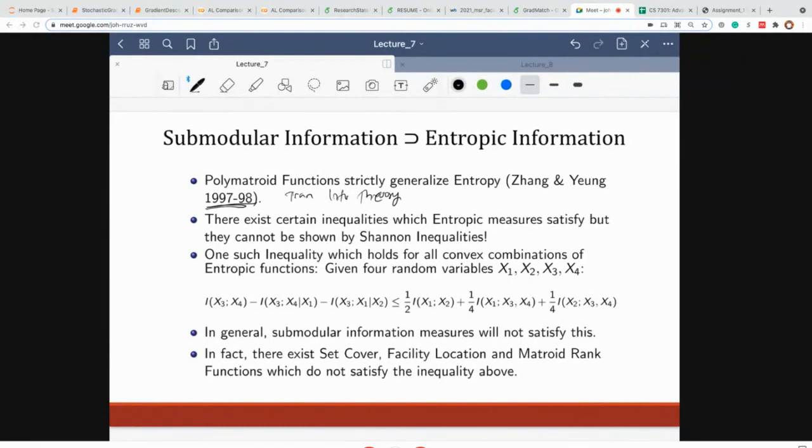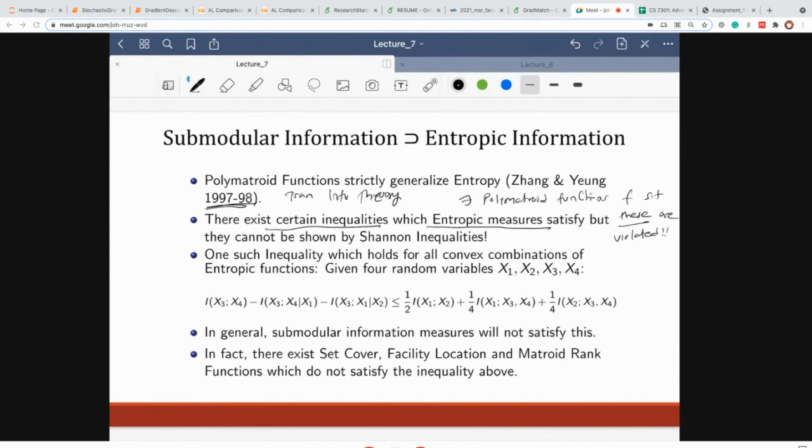And in fact, the way he showed it is a nice mathematical proof technique. He showed that entropic measures, or entropy functions, admit certain inequalities which cannot be shown by just the Shannon inequalities. What this means, in other words, is that there exist polymatroid functions f such that these certain inequalities are violated.